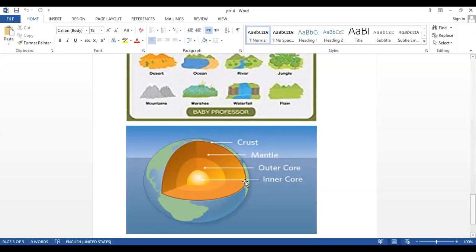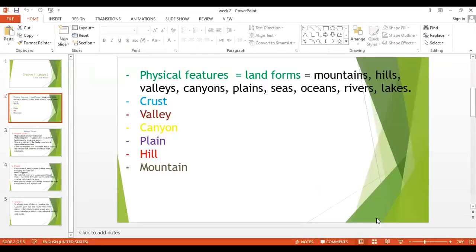So before starting our lesson, you have to keep in your mind what the meaning of landforms or physical features is and what the meaning of crust is. This is the crust. Okay, the first layer on the Earth. Okay, let's start our lesson. So I'm going to share with you something new. This is the PowerPoint file about the lesson.